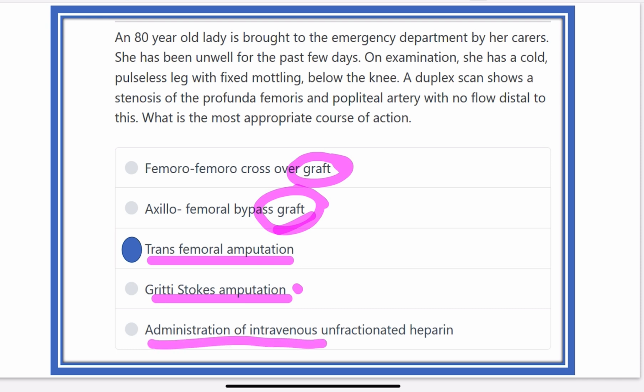Administration of intravenous unfractionated heparin also has no role. What does heparin do? Heparin prevents coagulation, but there is no role of anticoagulation here, because there is already thrombus formation, or already there is the dead limb. In case of the dead limb, heparin plays no role.